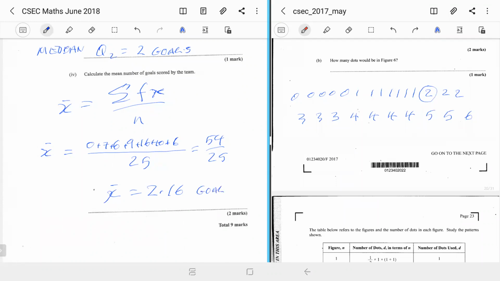Goals per match, that being the average. Divided by the number of matches, 25. So they scored a total of 54 goals in all 25 matches. If we divide 54 by 25, it means they are scoring 2.16 goals per match. That's how statistics is expressed. So they're scoring a little more than 2 goals per match. I know that they don't score 0.16, but for the purpose of statistics, that's what you would say.